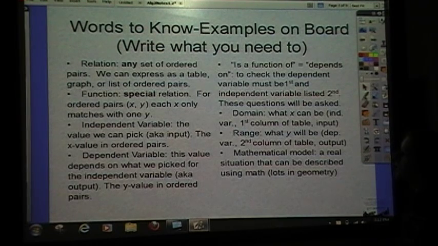Now, a function, and this is the big one today, is a special relation. It is only a certain kind of relation. And most of the things you can think of are functions, so it's going to be hard for you to think about what's not. But in this case, each x only has one y, okay? And we will give more examples to this later.